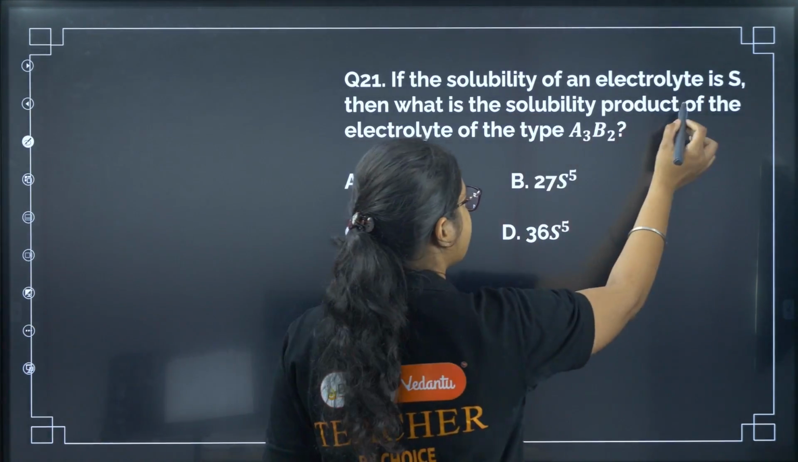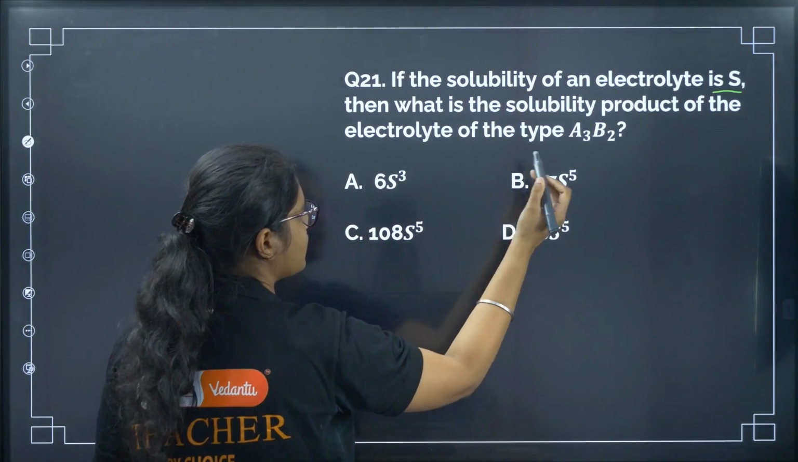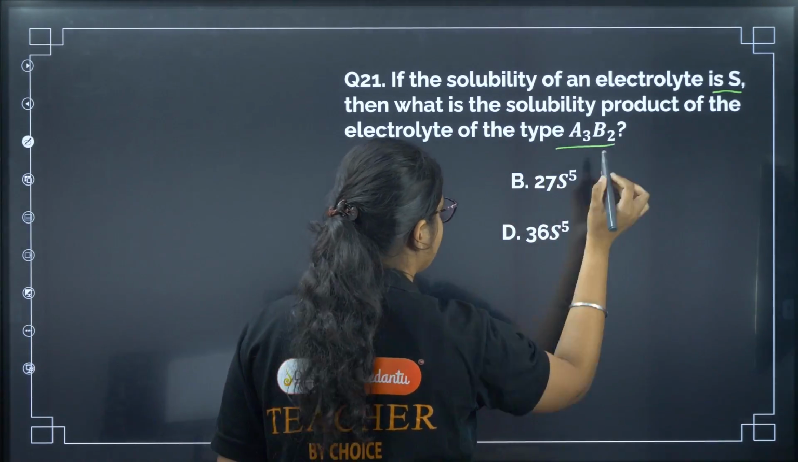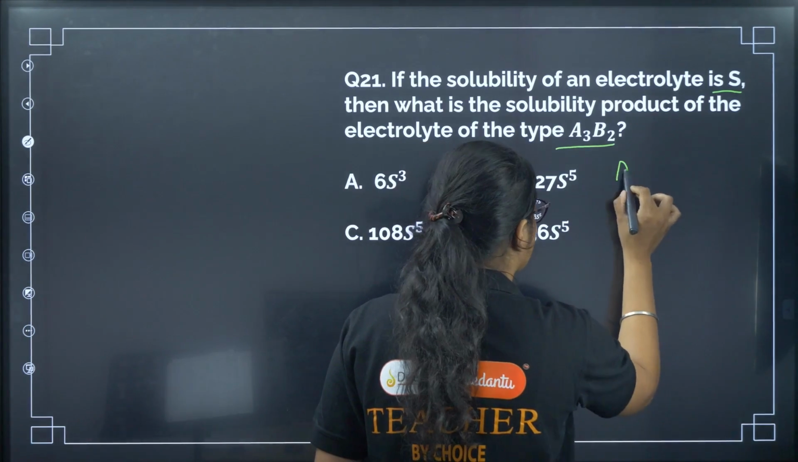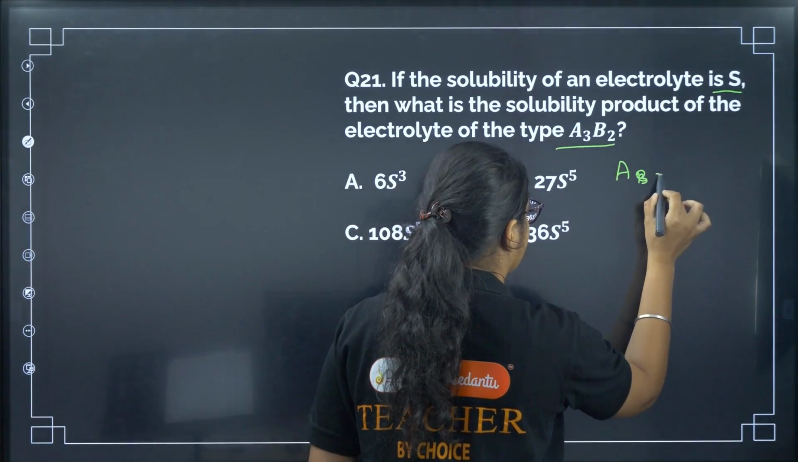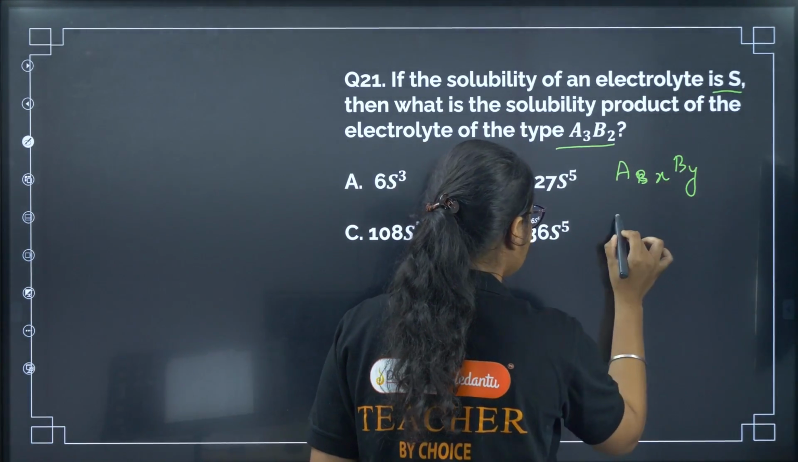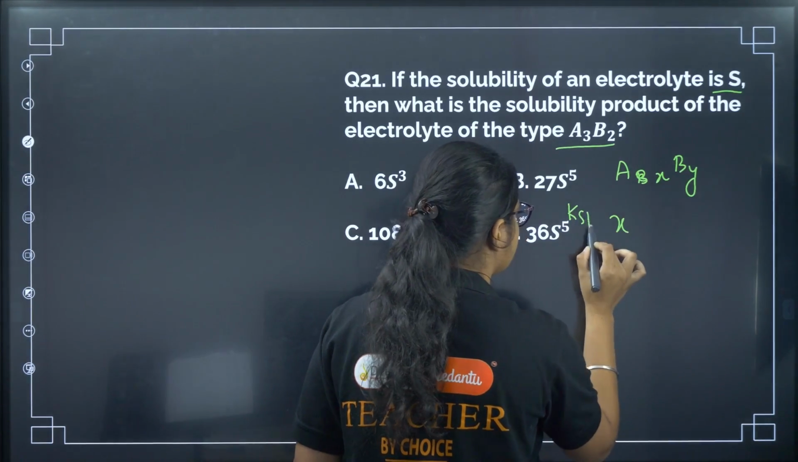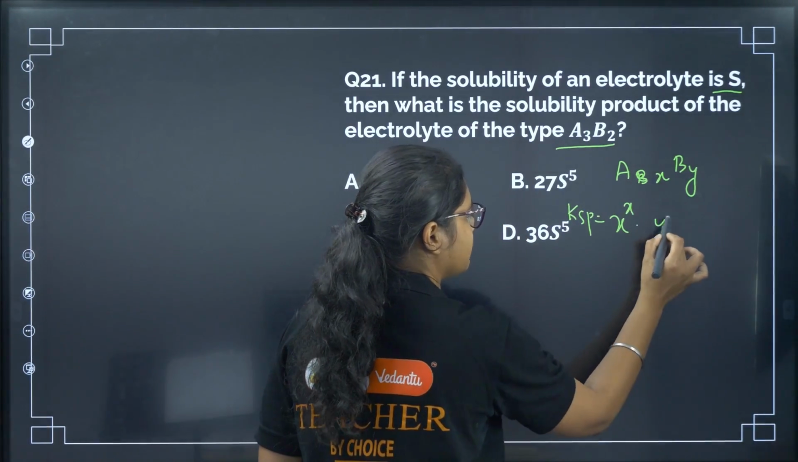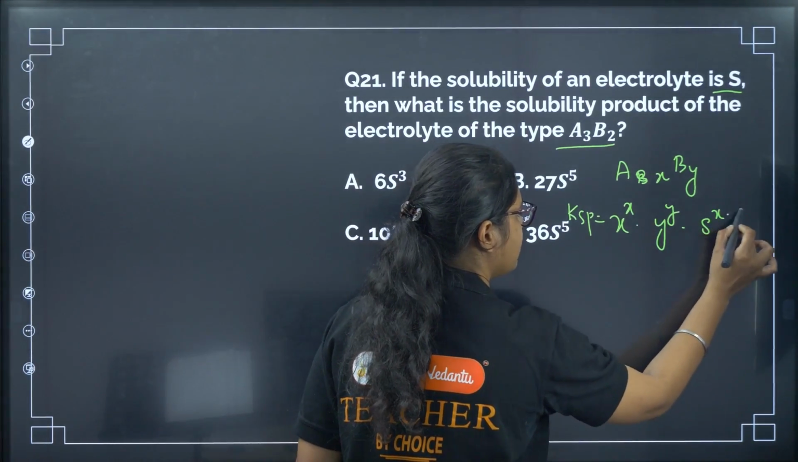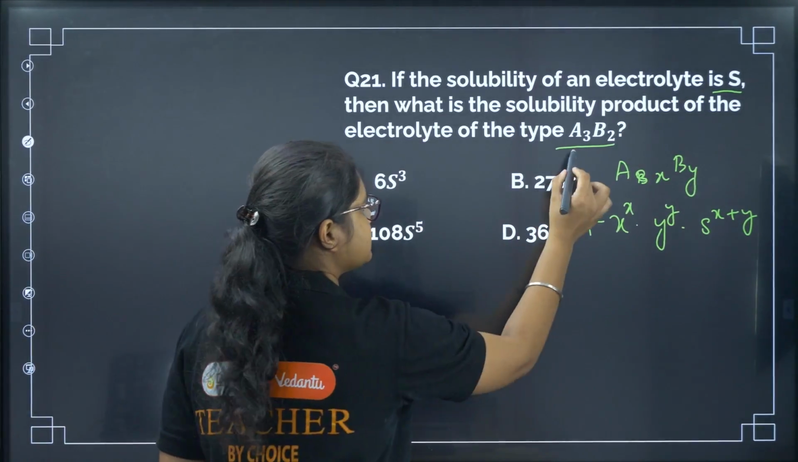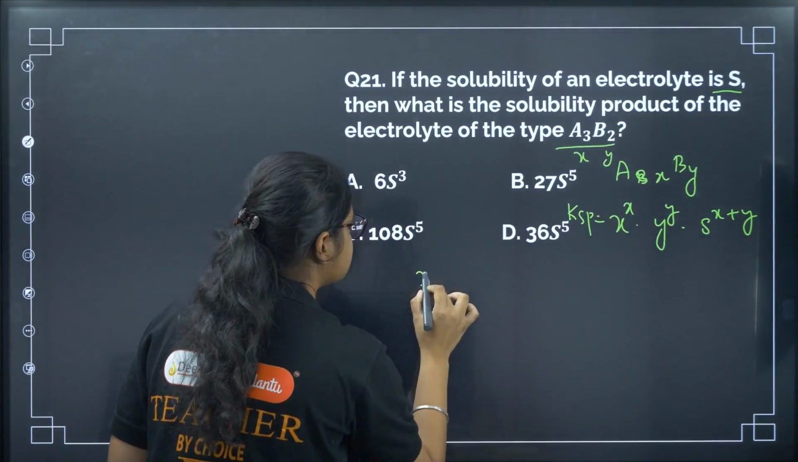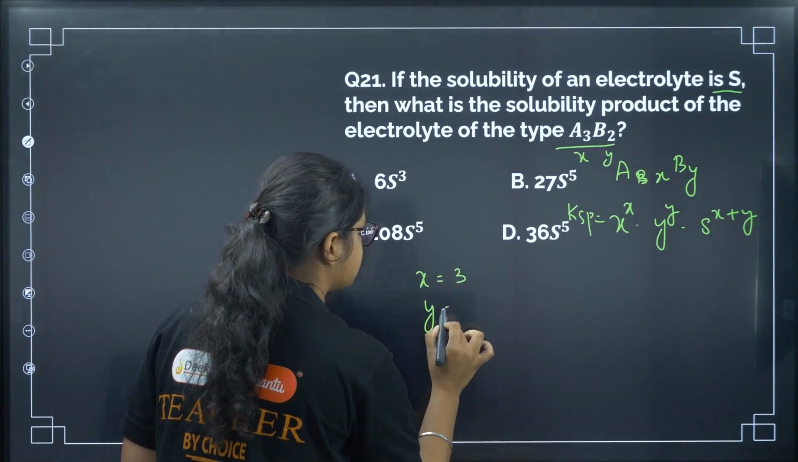If the solubility of an electrolyte is S, then what is the solubility product of the electrolyte of the type A3B2? So this one I have already discussed with you. If you have the formula of a salt AxBy, then the Ksp value is equal to x to the power of x, y to the power of y, s to the power of x plus y, right? Now in the given question, this is my x, this is y. So x is equal to 3 and y is equal to 2.